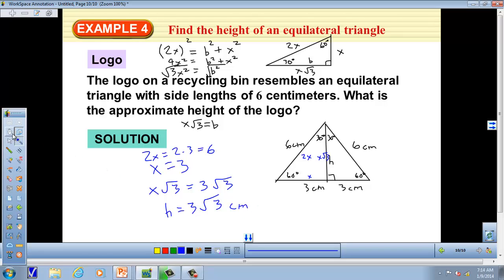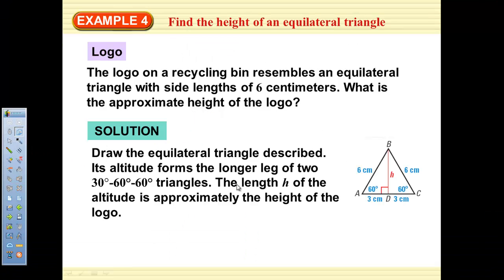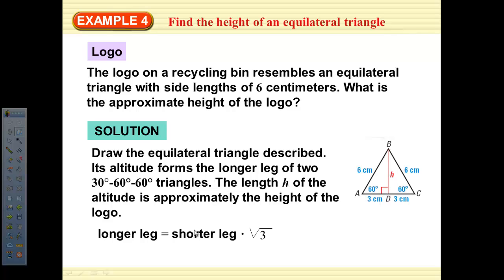Okay? Let me change this back. So again, this is just what I showed you. We have a 2x and an x here, and that's what we want to find. So we know that the longer leg is equal to the shorter leg times rad 3. So it's 3 rad 3, or approximately 5.2 centimeters.